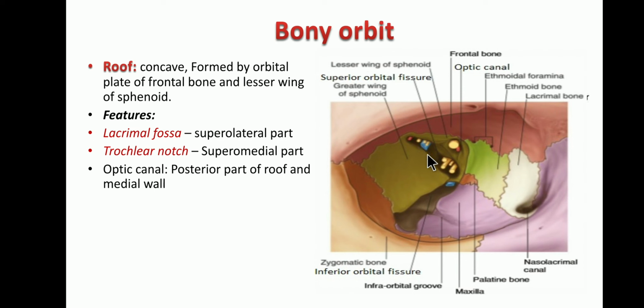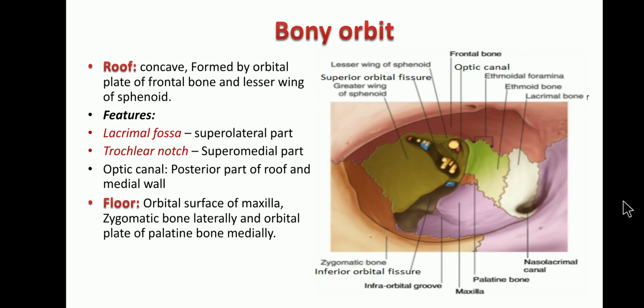Okay, so it will be divided into a lateral part, an intermediate part, and then the medial part by a musculotendinous ring, which is also called the tendon of Zinn. Okay, so we will come to it later.